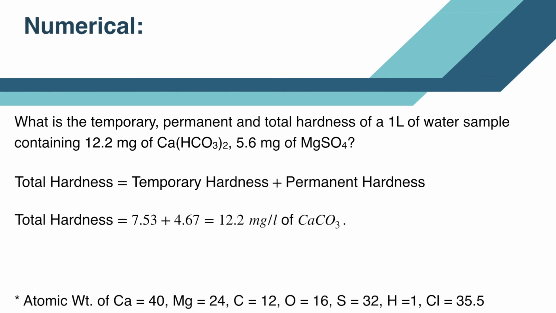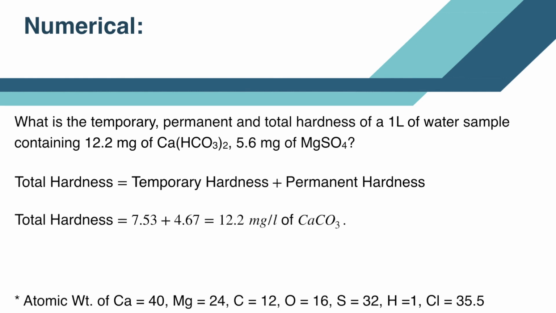Then how to convert this into ppm of calcium carbonate equivalent? Take the amount, multiply by 100, divide by the molecular weight of the salt which is causing the hardness. That will give you the amount of temporary and permanent hardness in ppm of calcium carbonate equivalent. Finally, you add temporary hardness plus permanent hardness to get total hardness in terms of ppm of calcium carbonate equivalent.